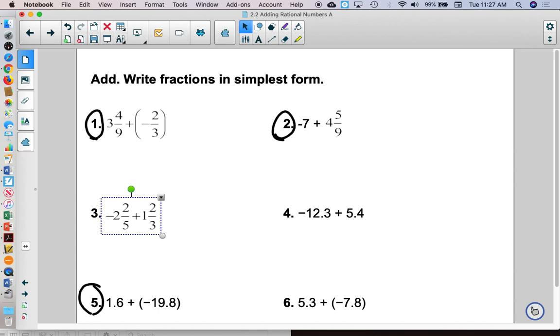That's kind of what I was thinking whenever I was sitting there looking at it. What's a negative 2/3 on number 1? Making sure you can see that.